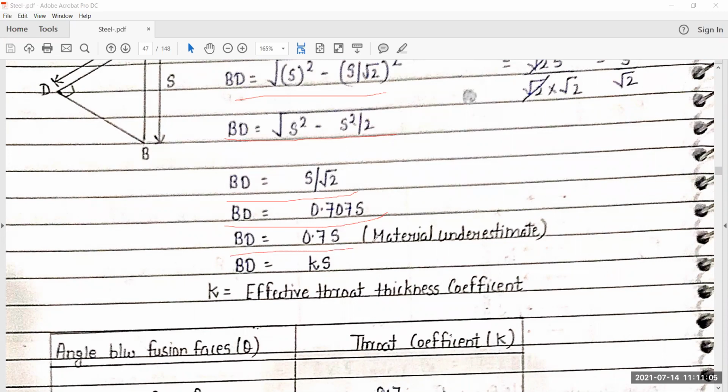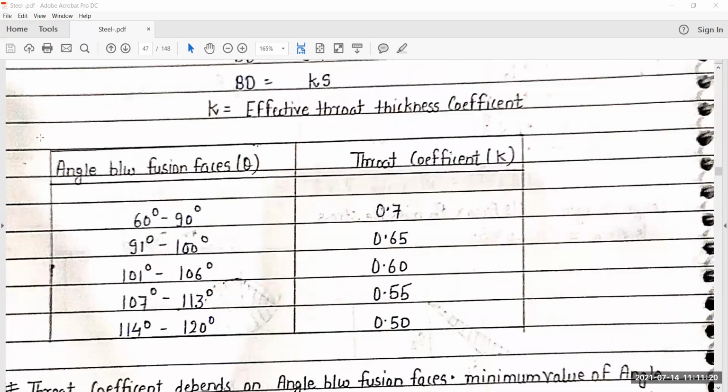So 0.7 S is the effective throat thickness, which will be equal to K S. K is the effective throat thickness coefficient. Then the angle between fusion faces theta and the throat coefficient K. Suppose 60 degree to 90 degree, take the throat coefficient as 0.7.